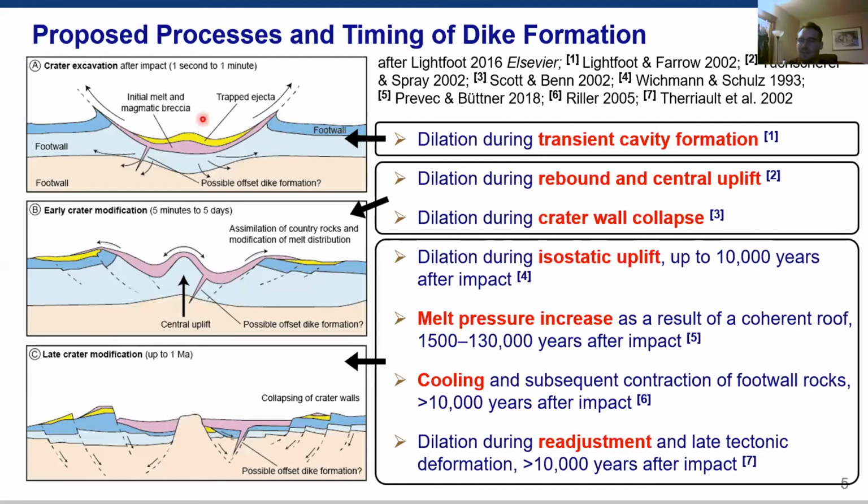In addition to the emplacement mechanisms, there are also several processes which have been proposed by various authors to explain the offset dikes. Some authors link the dike formation to the crater excavation stage, which happens seconds to minutes after impact during the transient cavity formation. Other authors link the offset dike formation to the early crater modification stage, which happens minutes to days or weeks after the impact, such as the rebound and central uplift and the crater wall collapse. And again, other authors link the offset dike formation to later crater modification stages, which range from uplift, melt pressure increase, cooling, and readjustment.